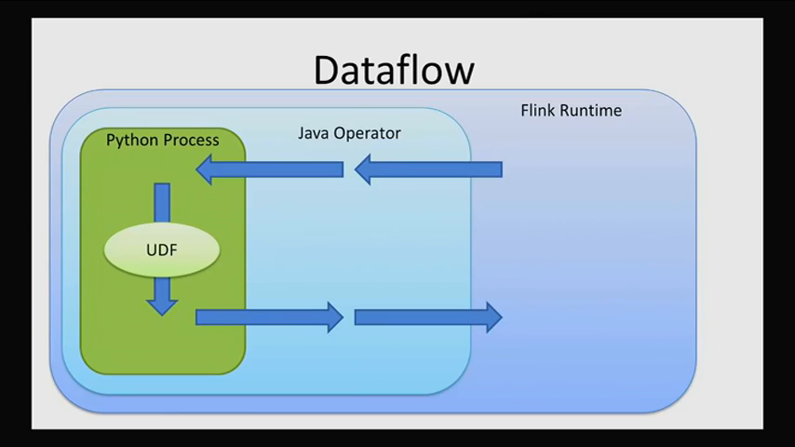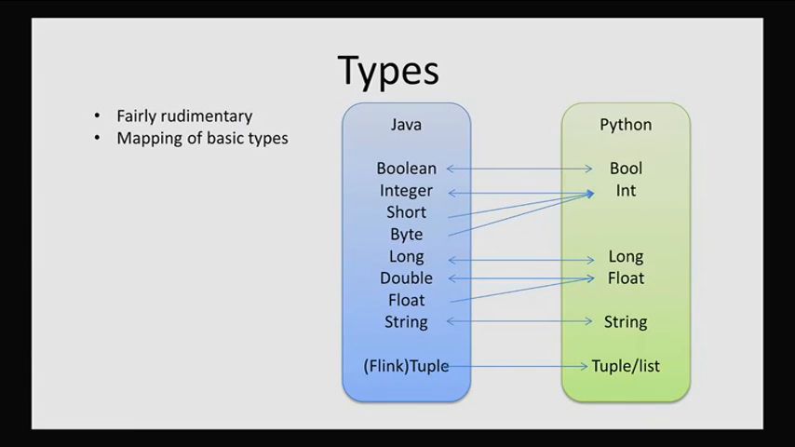So when dealing with processes of different languages that exchange data, the type system becomes a natural issue. What we currently have is a fairly rudimentary system. We map basic types to each other, and tuples and lists are converted to Flink tuples. Flink tuples are a fixed length, type safe container, which is somewhat similar to Python tuples, or similar enough that you can use them. I said rudimentary: these tuples cannot be nested currently, and they can't be longer than 24 elements. It's just time constraints why we haven't gone further currently.